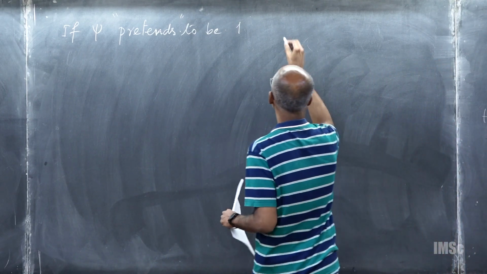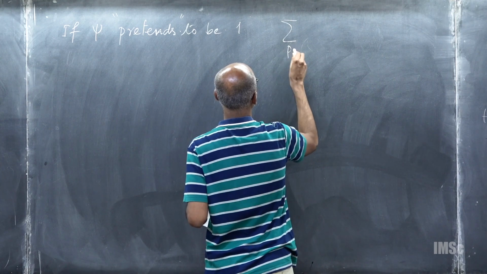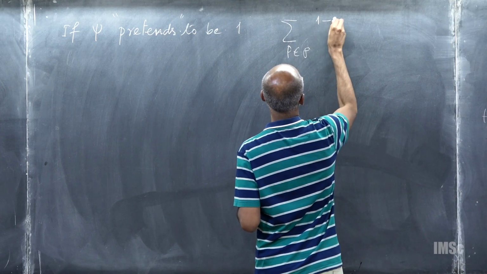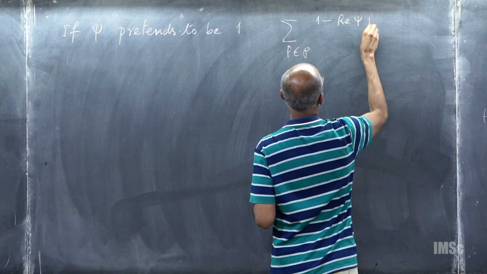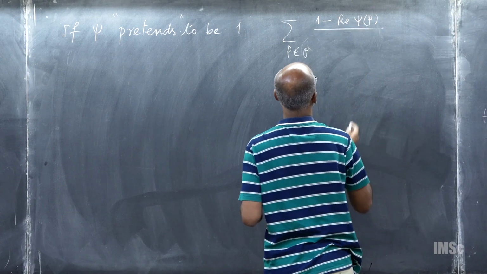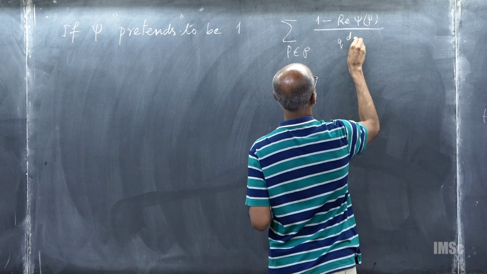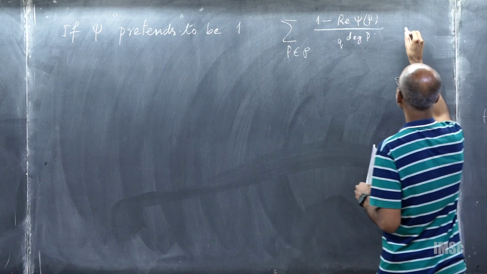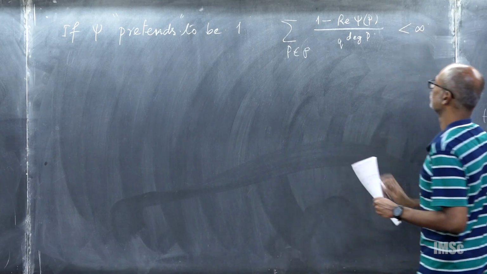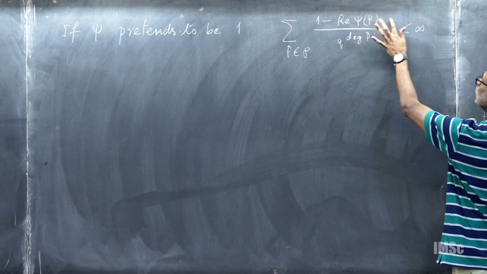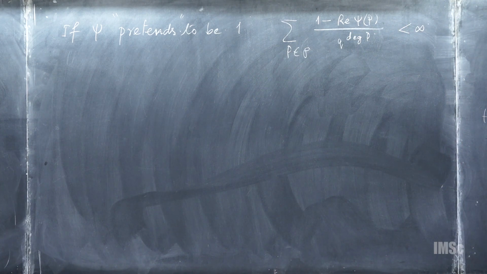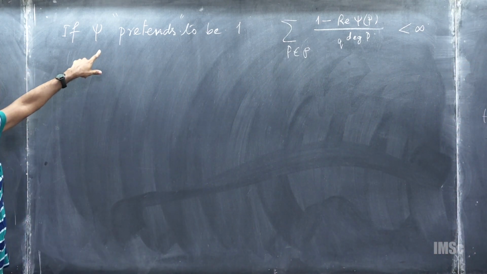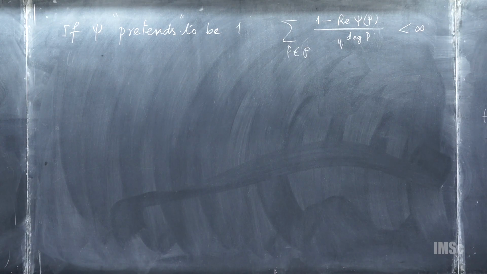So what do I mean? Let me just write that. I am adding over all irreducible polynomials p, and this is 1 minus the real part of psi of p divided by q to the degree of p. So this converges. This is just psi of p into 1. I am saying if this happens, then this is what I mean when I say that psi pretends to be 1.